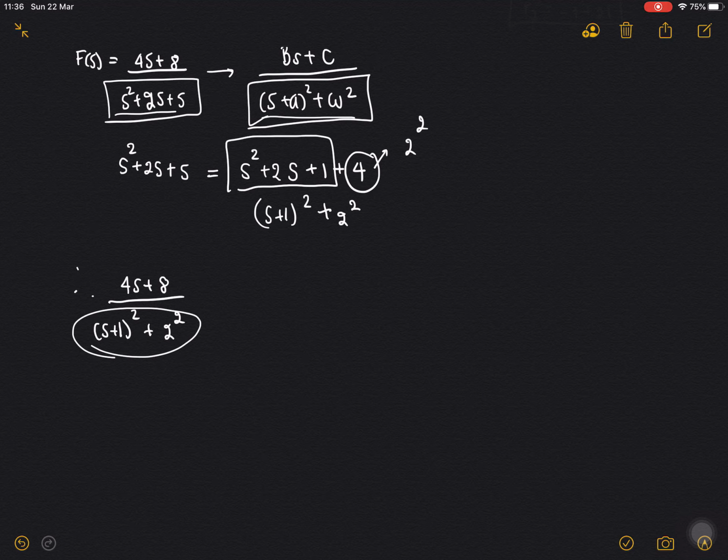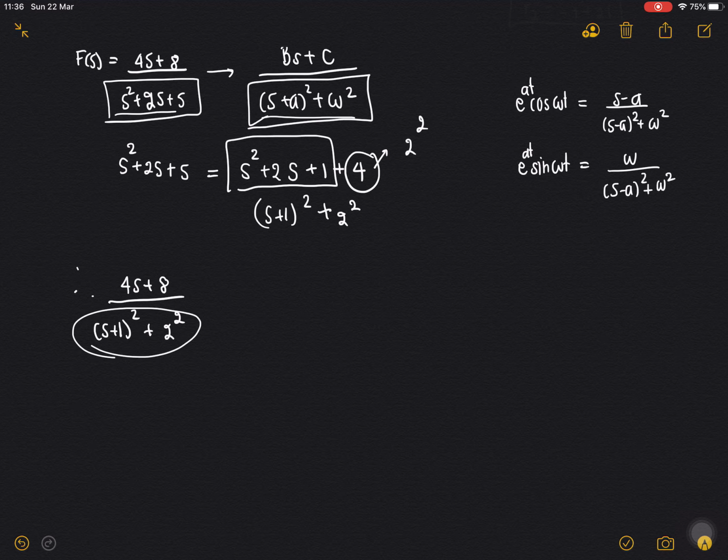So we know that the exponential of at multiplied with the cosine of angular frequency t is equivalent to s minus a divided by s minus a squared plus the angular frequency squared, or the exponential of at sine wt is equivalent to w divided by s minus a squared plus w squared. So we will focus on using these two properties here.